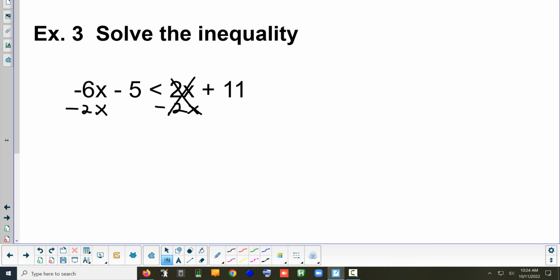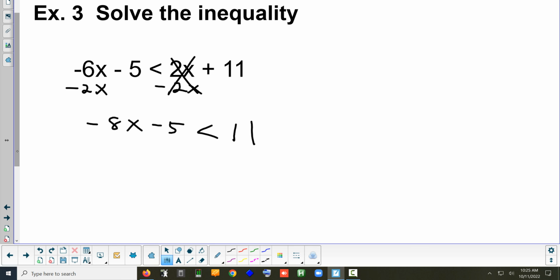Negative 6x minus 2x. What does that give me? Yep. Negative 8x. Good. Negative 8x. And everything else is going to stay the same. You never flip the inequality till you're in the multiply or divide step. Okay? All we did was subtract. So we still have minus 5. Still points to the left. And now it's 11.